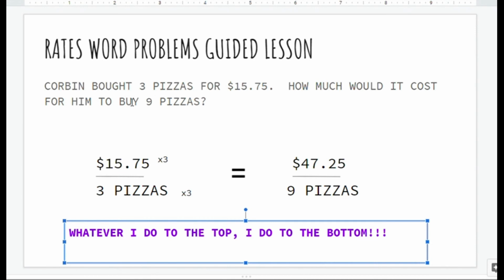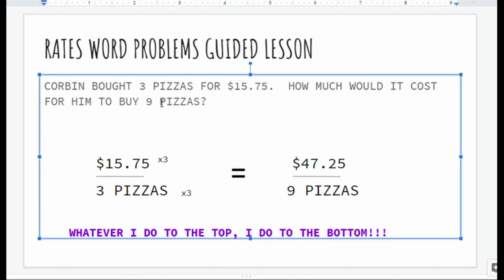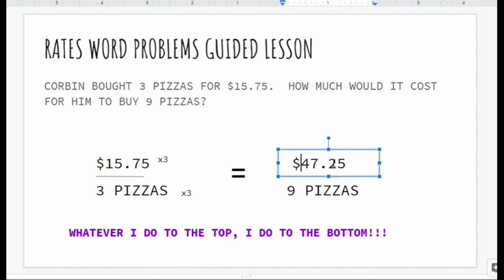So I use the rate. The price is going to remain the same no matter how many pizzas Corbin buys. So whatever we do to the top, we do to the bottom. We multiplied that number to get this. They asked for 9 pizzas in the problem. So we had to figure out what I needed to multiply to get to 9. And then whatever I do to the bottom, I had to do to the top. And that's what gave me my final answer of $47.25.